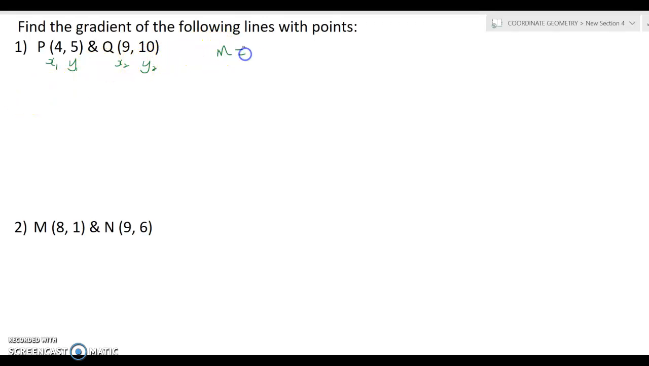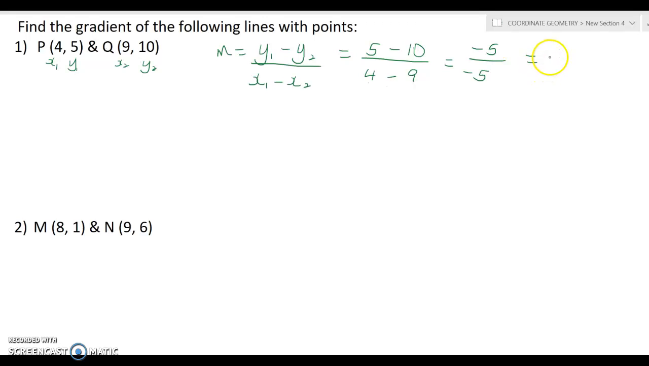So the gradient is y1, right? So let's come across. So our y1 is 5, take away y2, which is 10, all over x1, which is 4, take away our x2, which is 9. So 5 take away 10 is negative 5, all over 4 take away 9 is negative 5 as well. Negative 5 divided by negative 5 is just 1. This is the answer here, right? Pretty easy, right? Let's look at number 2.